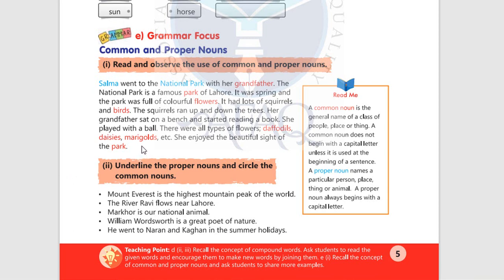So I hope that now you understand the difference between common and proper nouns, and by now you must be able to identify common and proper nouns. So here's an exercise for you. This is part 2 of exercise E. Do this in your copies, in your notebooks, okay? Copy these sentences in your notebooks, and then circle the common nouns and underline the proper nouns. Mount Everest, I'll do the first one for you as an example.